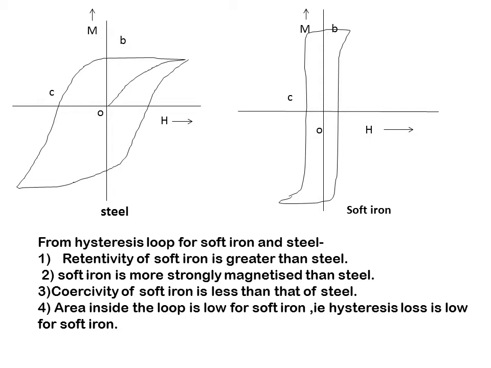Now the fourth point is about the area inside the hysteresis loop. We know that the area inside the loop is a measure of the amount of energy wasted in the form of heat during a complete cycle of magnetization and demagnetization. Here we can see that the area inside the loop is low for soft iron. So, hysteresis loss is low for soft iron.